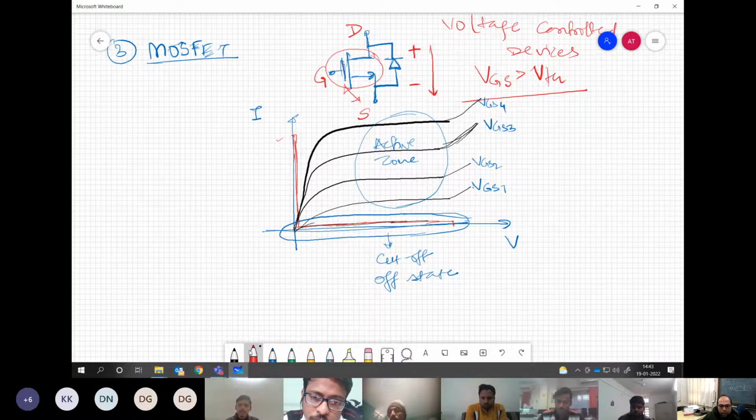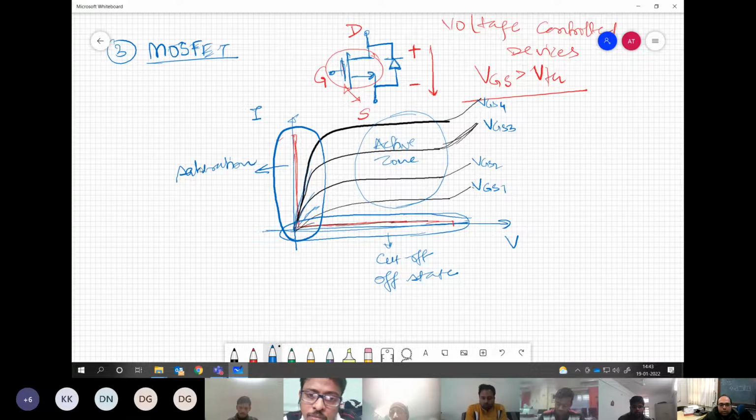Now the third one is here, which is basically coming because of this linear characteristic over here. This is called the saturation zone.